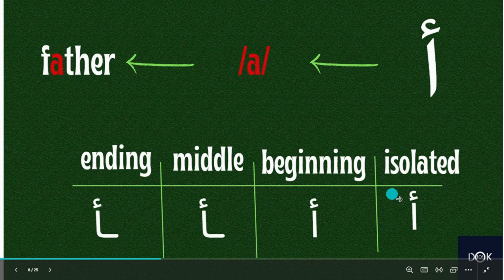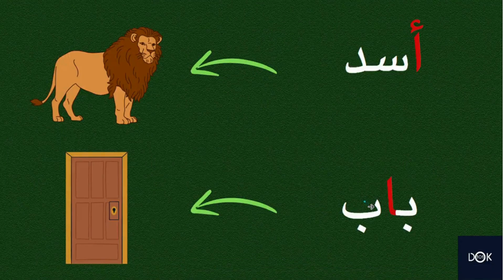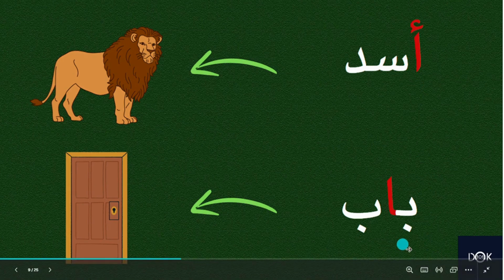Let's have a look at the examples. The very first example is Asad. Asad is a lion. We see that alif here appears at the beginning of the word, so it is just like the isolated form of alif. The second example is Bab, which is a door. Here alif is in the middle of the word, so it is connected to the letter prior to it.